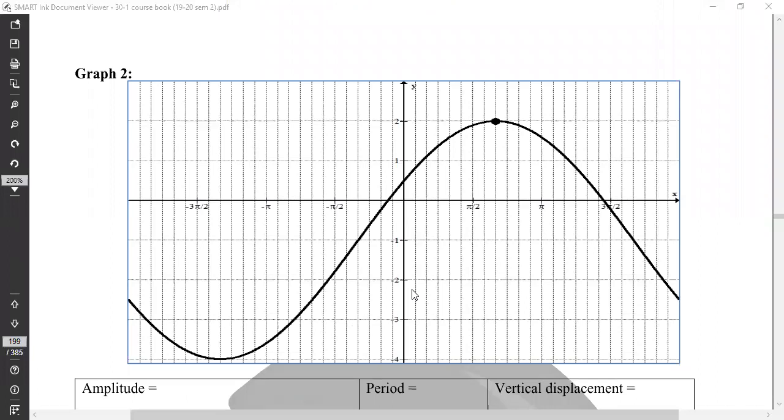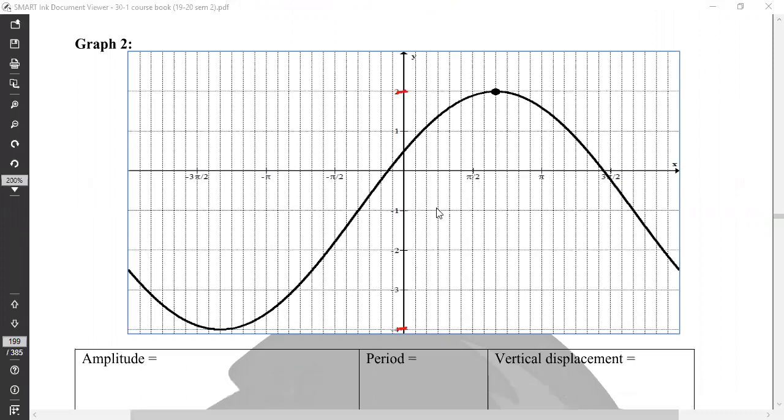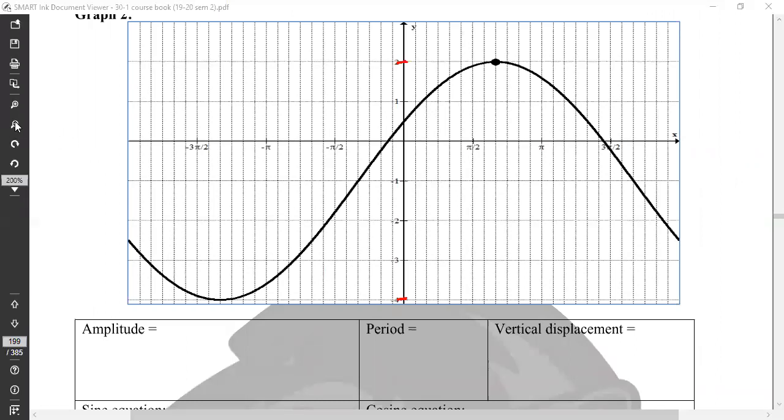Next one. We appear to have a maximum of 2, a minimum of -4. That tells me that halfway between 2 and -4, if I average those, that's -1 again.